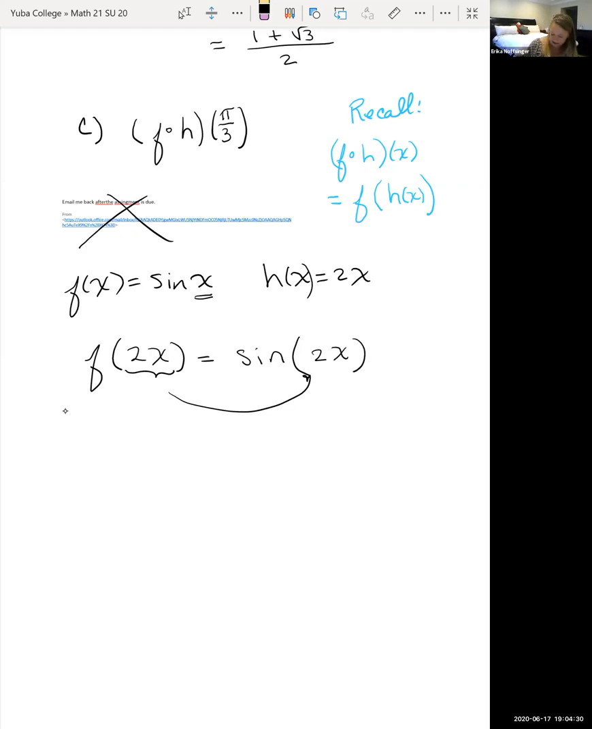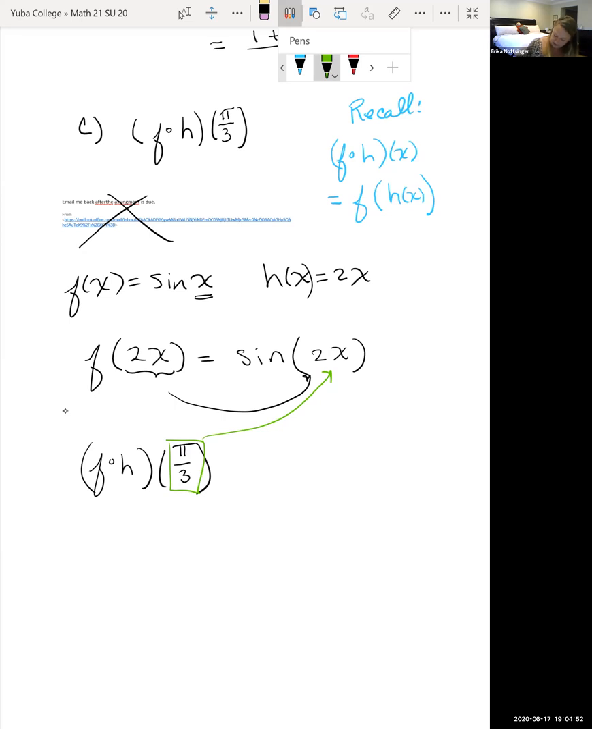But it wanted f of h of pi thirds. So it wants us to take now this pi thirds value, and we're going to plug it in wherever we see an x in this function. And so when we do that, we get back sine of 2 times pi thirds.